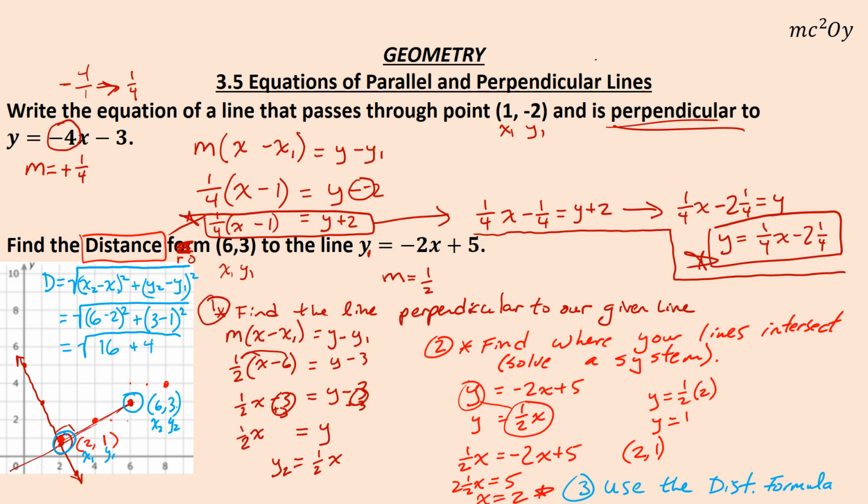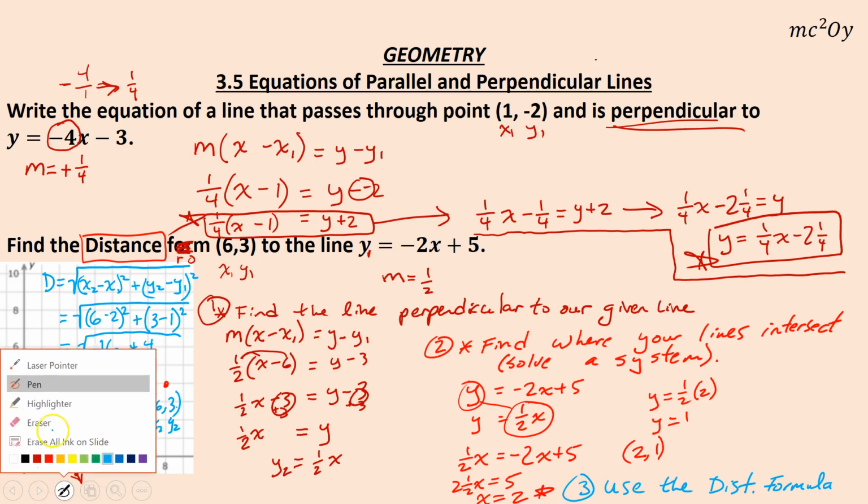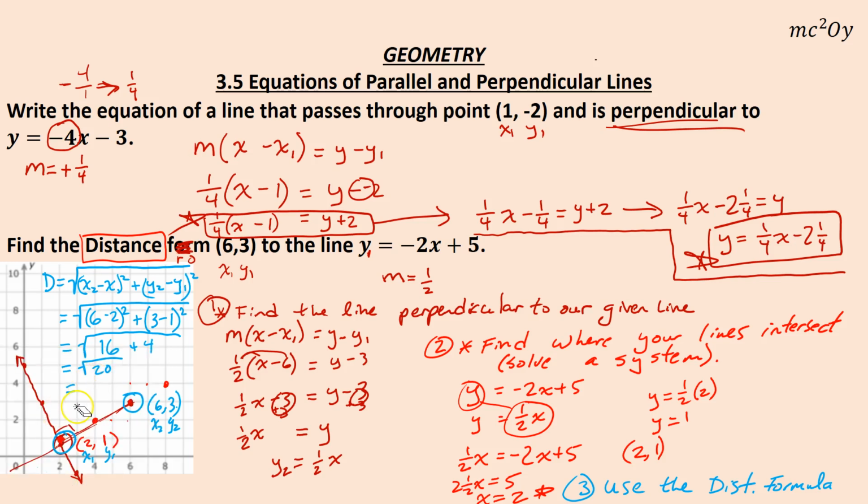Well, that equals the square root of 20, which, if we simplify, is 2 root 5. That is the distance. Alrighty, that's quite the problem. Okay, gonna move on here.